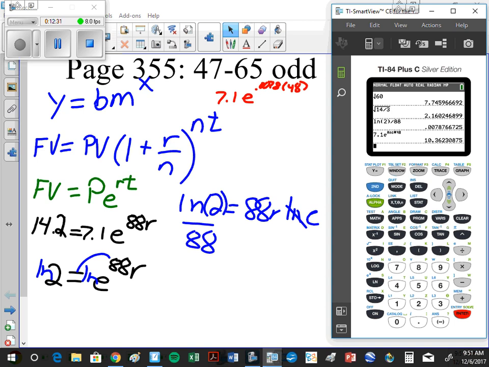The other thing is, if you are going down, your rate must be negative. So if you look at number 51, radioactive decay, r is going to be negative. So if you're dropping 3.5%, it would be negative 0.035. All right? Okay, get to work.